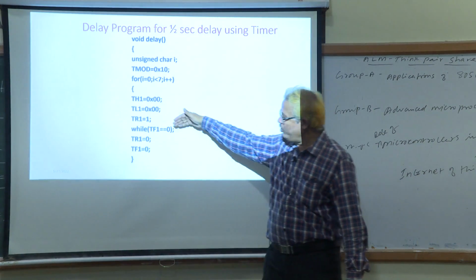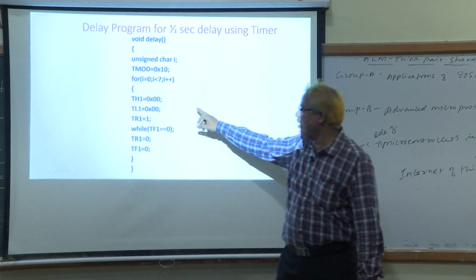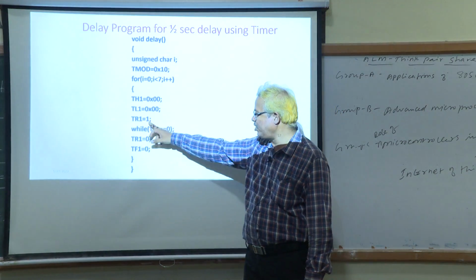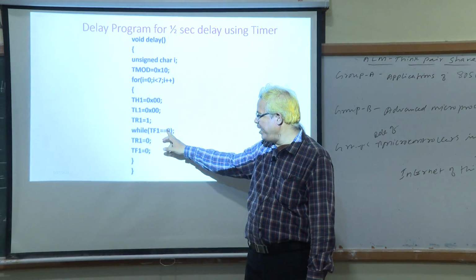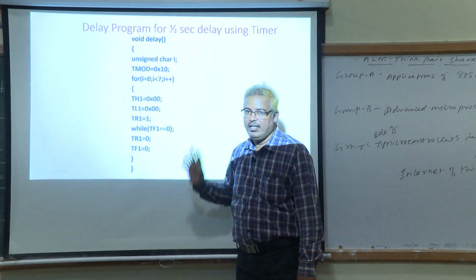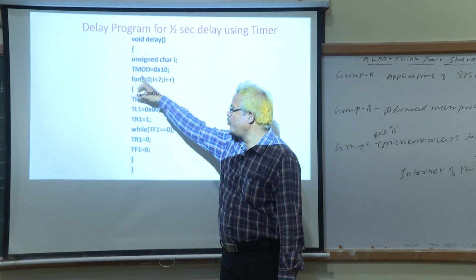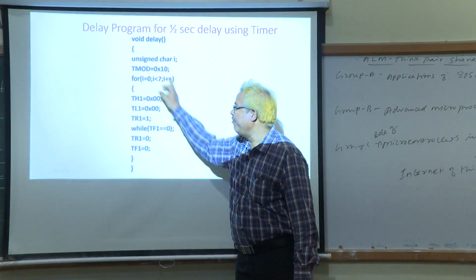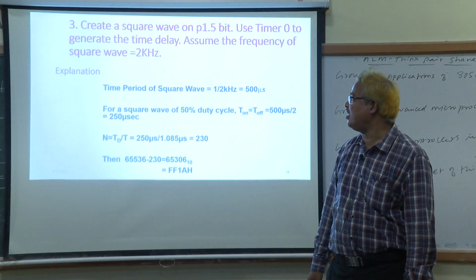So with the initial value 00, this loop will create a maximum delay of 71.05 milliseconds. One loop will create 71.05 milliseconds. The timer starts running and it checks whether the timer overflow is there or not. If there is an overflow, stop the timer and reset the flag. Since this loop is executed 7 times, 71.05 times 7 gives a 500 millisecond delay. So we get an exact 500 millisecond delay using the timer register.